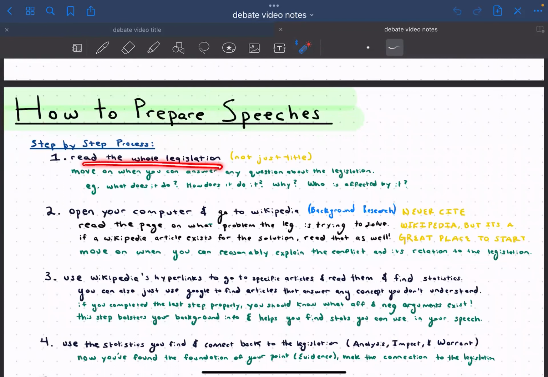This is incredibly important in congressional debate, given the fact that the debate really is about the legislation. It's not about the problem. It's not about the status quo. It's about how the legislation is doing and whether it'll be better or worse for the world.